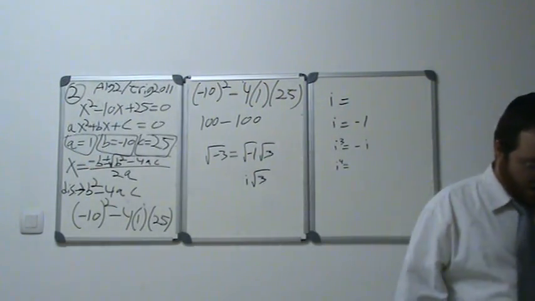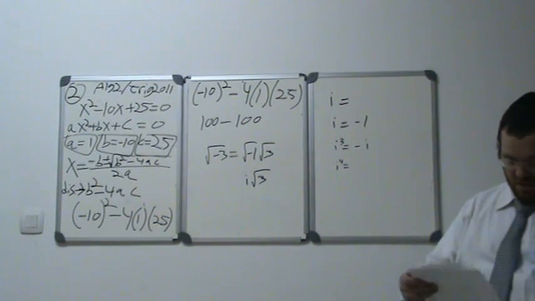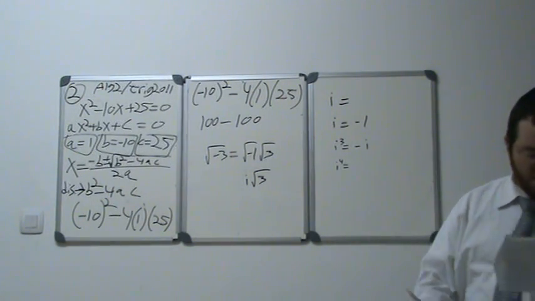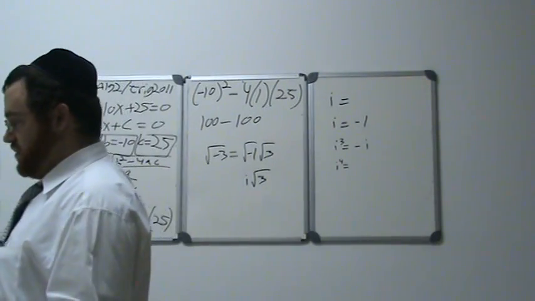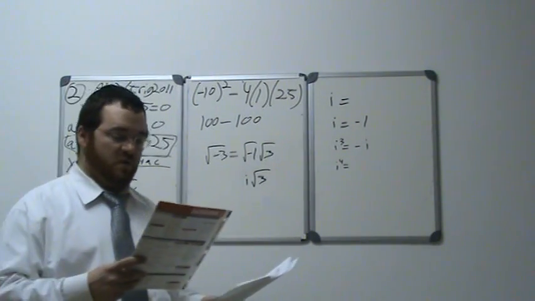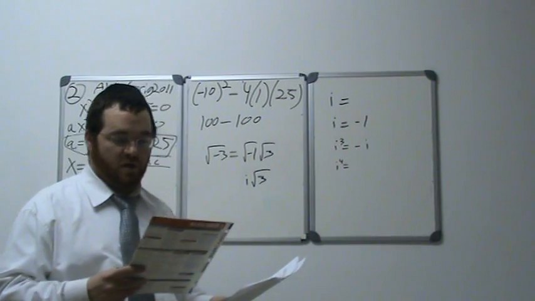Now, is it imaginary? 0 is not imaginary. So answer 1 is out. Is it a real number? Well, look, all numbers that are not imaginary are real.